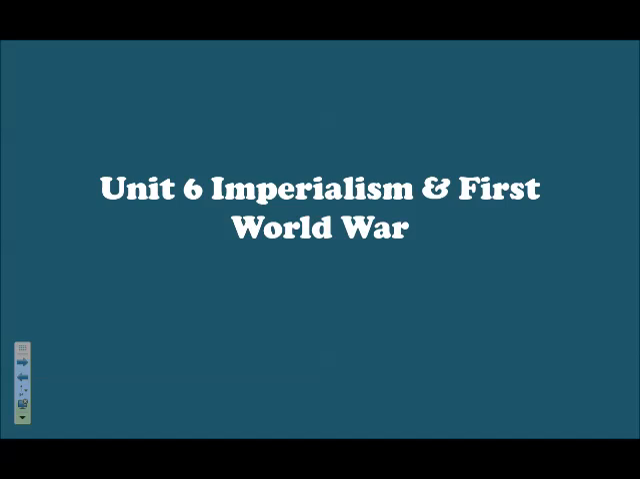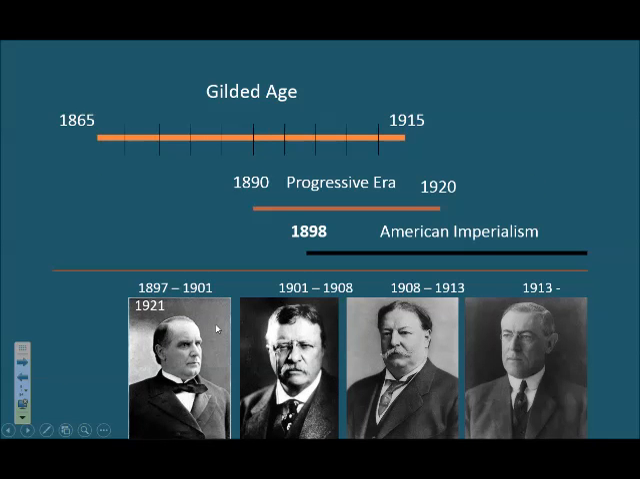Now, just to check in terms of time, where are we on the timeline? At the end of last semester, we did the Gilded Age and the Progressives. And this time of American imperialism overlaps with that. And the presidents that we will be looking at: William McKinley, Theodore Roosevelt, William Taft, and Woodrow Wilson.